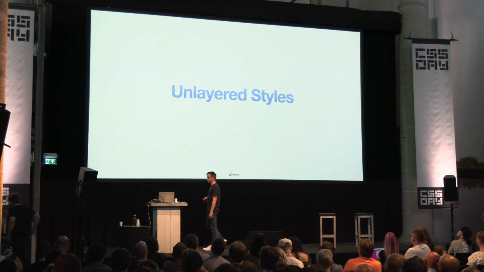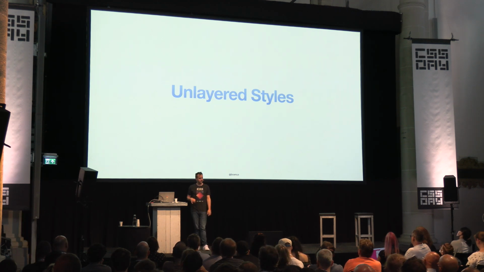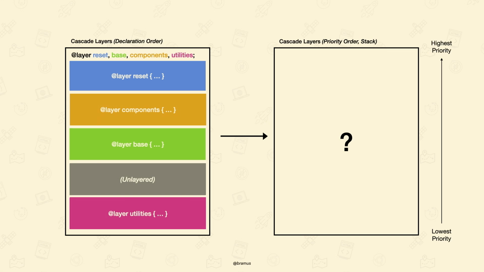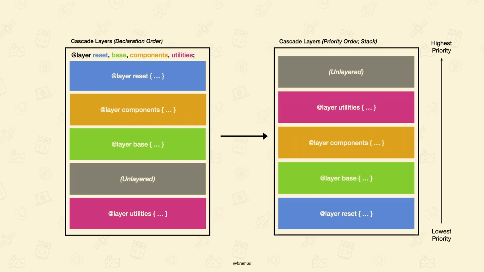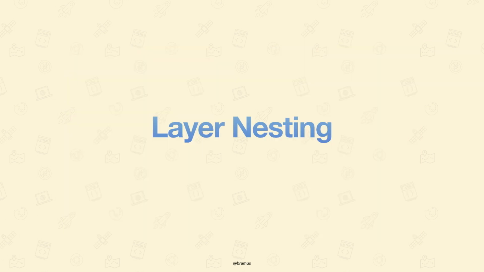Unlayered styles. Wow. What happens if you don't use a layer? If you have like a regular style? Will it fit in? Will it go at the top, at the bottom? Well, unlayered styles, the spec says unlayered styles have the ultimate priority. So unlayered styles always go at the top. No matter where you place your unlayered styles, they always will be at the top. Like that. We're almost there.